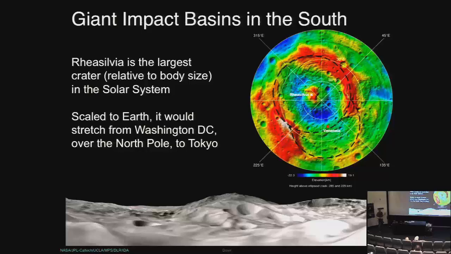Now, this is a huge impact basin compared to the size of Vesta. So if this happened on the Earth, like if we were to scale Vesta all the way up to the size of the Earth, then this crater would stretch from Washington, D.C. to Japan. So Vesta basically barely survived this impact, and it's possible that this impact is a source of a lot of the HED meteorites that we have here on the Earth, because so much of Vesta was basically blown off into space in this one event.